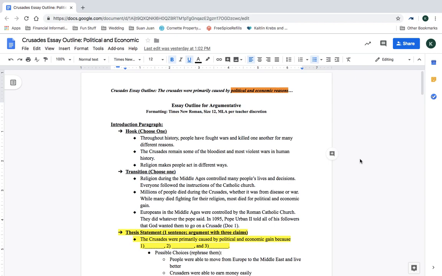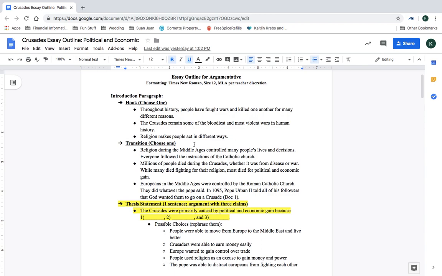This outline is meant to help you just organize the information that you already have. So a traditional introduction paragraph has a hook, a transition, and a thesis statement. A hook is something that draws your reader in. Now, in the future, we're going to start working on how to create an interesting hook on your own. But what I've given you right now is 3 different hooks to choose from. So what you do is you choose one of the hooks.